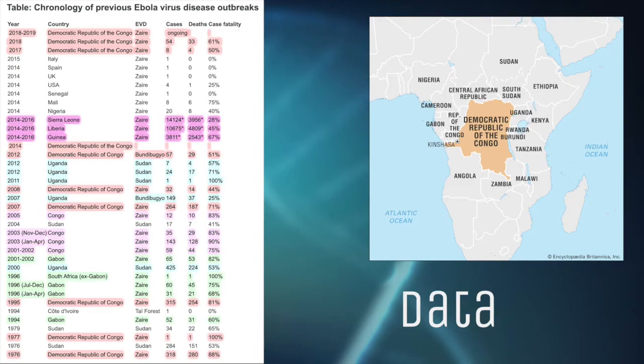The worst outbreaks were in 2014-16 in Guinea, Liberia, and Sierra Leone. Guinea had 3,800 cases, 2,500 deaths at a fatality rate of 67%. Liberia had 10,700 cases, 4,800 deaths at a fatality rate of 45%, and Sierra Leone had 14,100 cases, 4,000 deaths at a fatality rate of 28%.